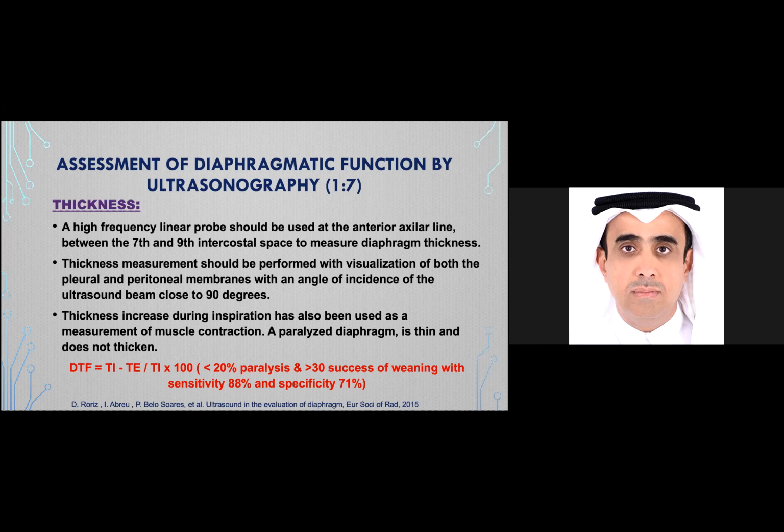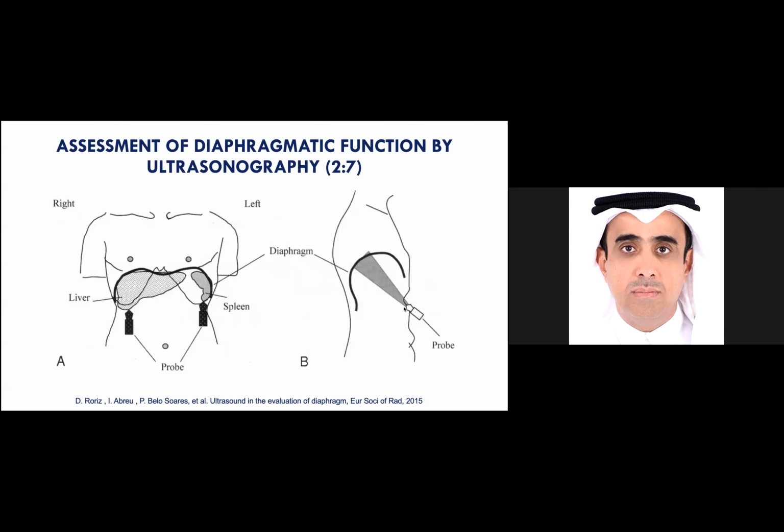You can see that approach, sorry. Yeah, you can put the probe between the mid-clavicular line and the anterior axillary line, at intercostal spaces 7 to 9, perpendicular at a 90 degree angle, to visualize the diaphragm on both sides. You can visualize the three layers: one is the pleural or parietal layer, then the diaphragm itself, and the peritoneal layer, which is the third layer. So it's very important to visualize this to make a good judgment.